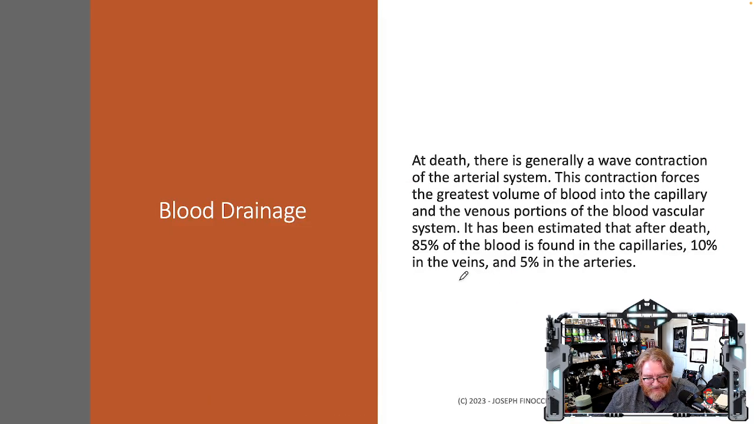You know some ways that can be used against you now. At death, there is generally a wave contraction of the arterial system. This contraction forces the greatest volume of blood into the capillary system and the venous portions of the blood vascular system. It has been estimated that after death, 85% of the blood is found in the capillaries, 10% in the veins, and 5% in the arteries. The vast majority of blood is found in the capillaries.